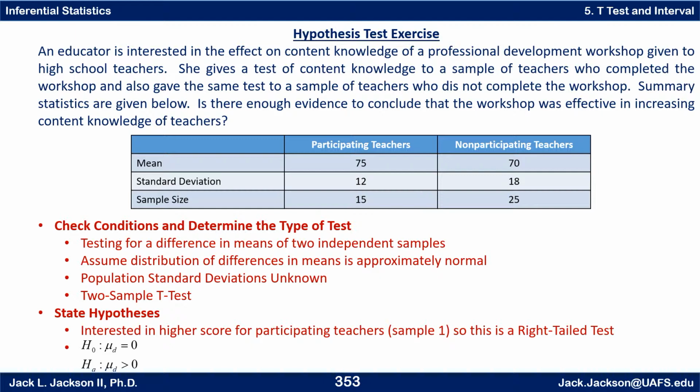We're interested in a higher score for the participating teachers, sample 1. So this is a right-tailed test here. Remember the way your calculator works, it does group 1 minus group 2. So participating teachers are group 1, then a positive difference is better, for that means the group 1 teachers did better. So the null hypothesis is that mu of the difference is 0, and the alternative is that mu of the difference is greater than 0. So this makes this a right-tailed test here.